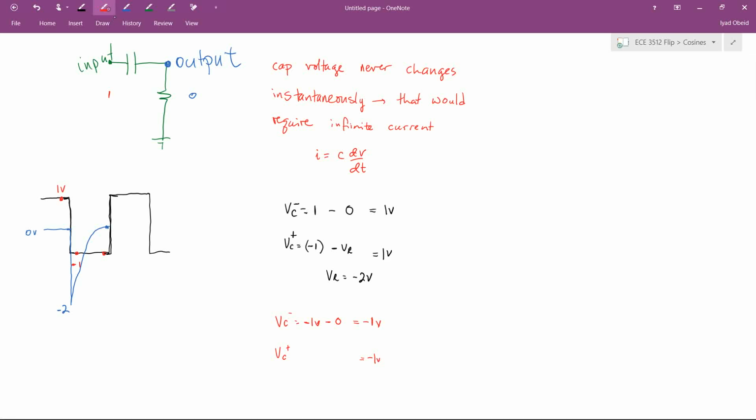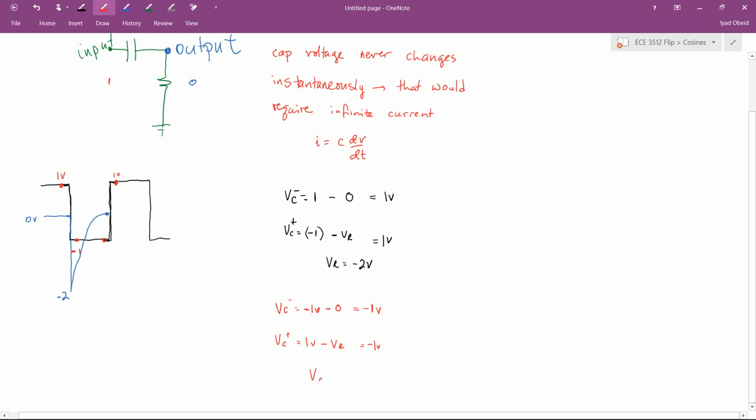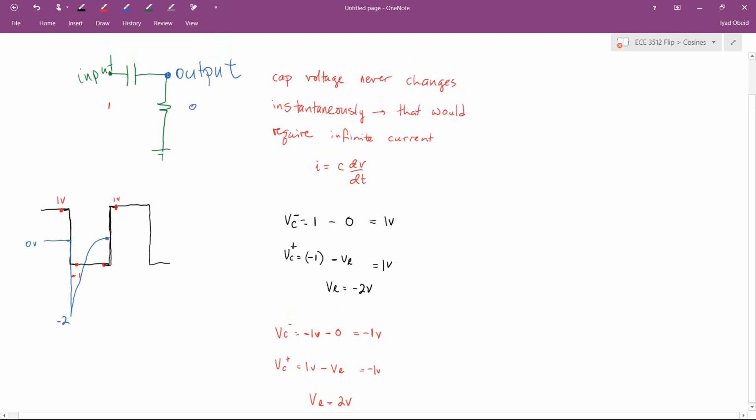Now, how can that be? Well, the only way that I can still have -1 volts across the capacitor is, let's see, my input voltage is now 1 volt minus V sub R, the voltage across the resistor. The only way to make that happen is if V sub R equals 2 volts. That's the output voltage, the voltage across the resistor. So what we're seeing now is that the output voltage will now jump to 2 volts. All right. And then once again, once it's done that, the cap will start to charge, which means it'll start to become an open circuit.